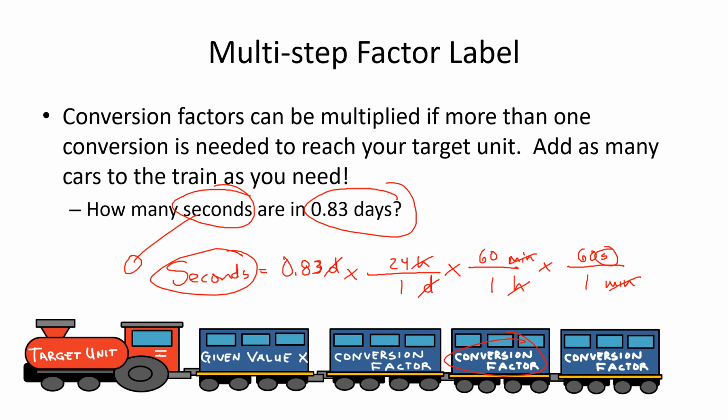Then it's just a matter of doing the calculation. There's a bunch of ones on the bottom there. We can just ignore those. And everything on the top, we're going to multiply. So 0.83 times 24 times 60 times 60 equals 71712. All right. Equals 71712 seconds. However, there are only 2 significant digits in this value, and so it's going to be 72,000 seconds for the right accuracy. Great. Hope that made sense.